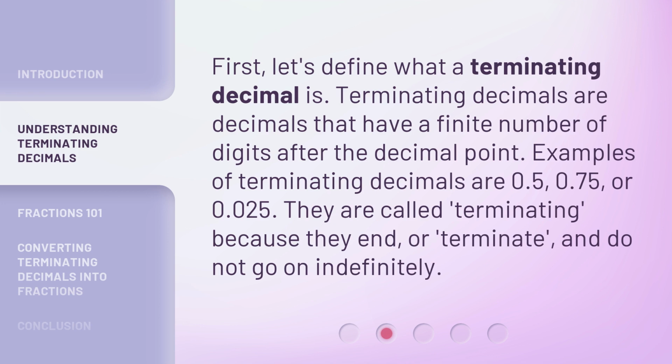First, let's define what a terminating decimal is. Terminating decimals are decimals that have a finite number of digits after the decimal point. Examples of terminating decimals are 0.5, 0.75, or 0.025. They are called terminating because they end, or terminate, and do not go on indefinitely.